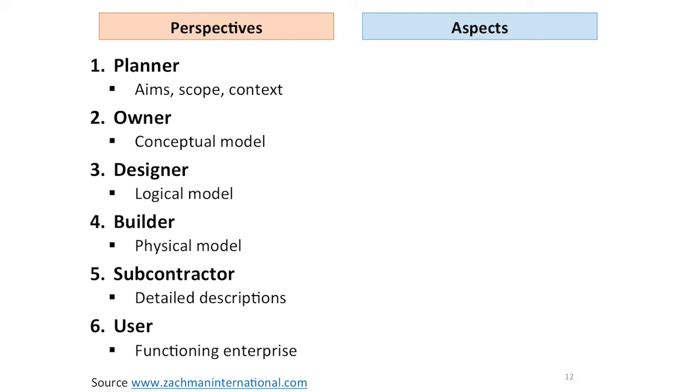The first dimension, perspectives, is for the players in the game. Zachman identifies 6 players having very specific roles and viewpoints to the system. These players are the planner, who defines the aims, scope, and the context of the system, the owner, who is responsible for the system's conceptual model, the designer, who is responsible for the system's logical model, the builder, who is responsible for the system's physical model, the subcontractor, who provides detailed descriptions for existing and/or future solutions, and the user, who exploits a functioning enterprise.